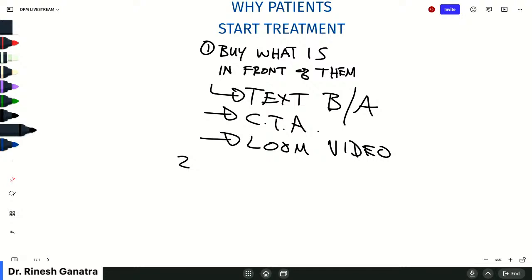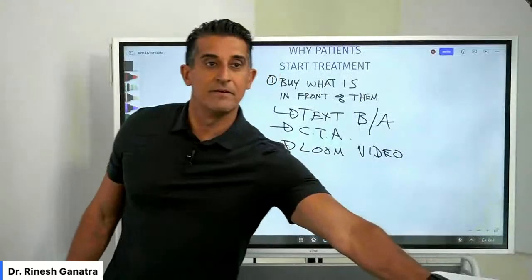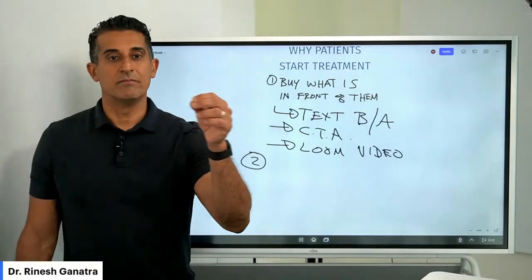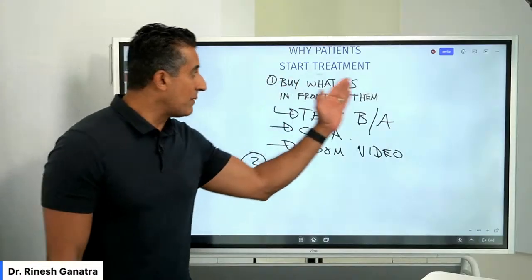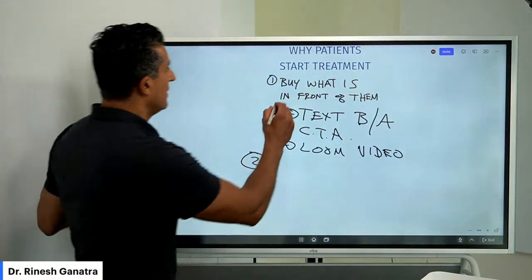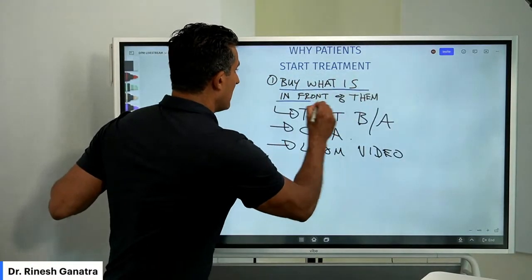Now, I'm going to go over another one with you. Number two, well, okay, these two strategies are huge, but how else do you stay in front of people? Well, not how else do you stay in front of people. What are the other ways that people start treatment? Why do patients start treatment? First one is people buy what's in front of them. This is important. People buy what's in front of them.